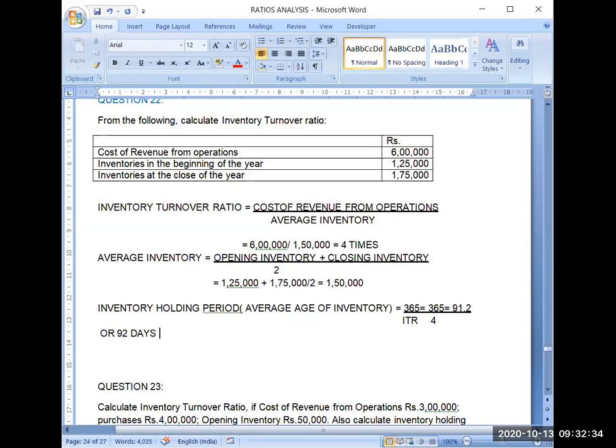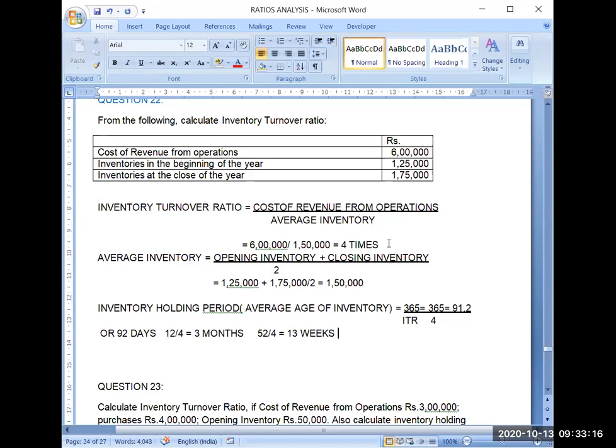In 92 days, I am converting my inventory into revenue from operations or sales. This is the meaning. If you are calculating in months, then 12 upon 4 will be equal to 3 months. So about 3 months is my inventory holding period. Or if you want to calculate in weeks, then it will be 52 divided by 4, so the answer will be 13 weeks. So this way, this answer can be in 3 terms: in days, in months, and in weeks.